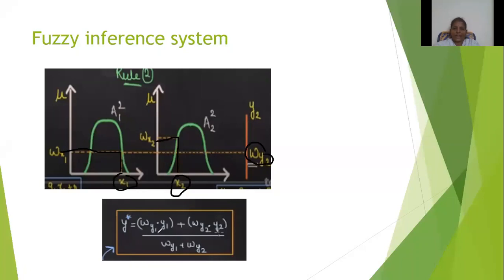So in order to find crisp value, crisp output, you need to go for weighted average defuzzification method. So here Y star is your finally defuzzified output, crisp output. So WY1 into Y1 plus WY2 into Y2 divided by WY1 plus WY2. That is weighted average formula for defuzzifying your input.